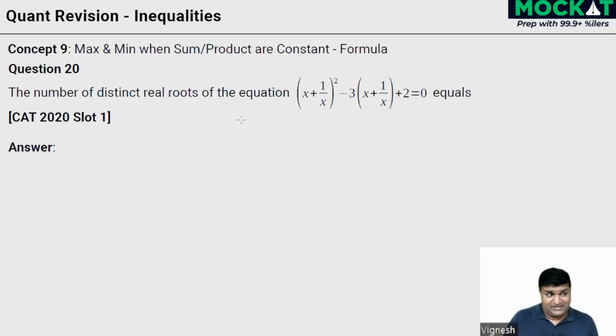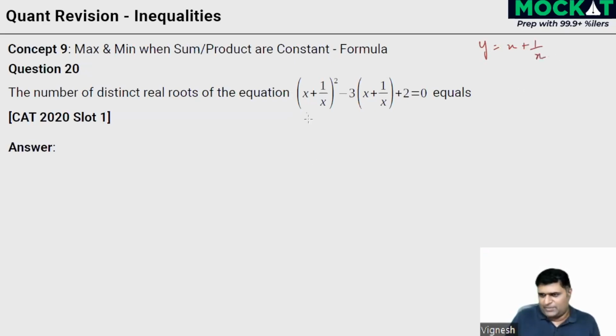The number of distinct real roots, right? Number of distinct real roots of the equation x plus 1 by x the whole square minus 3 times x plus 1 by x plus 2 equals 0. Right, something like this. We can just replace the inside term over here with y.